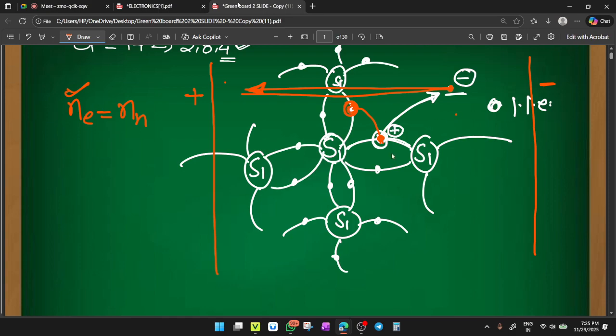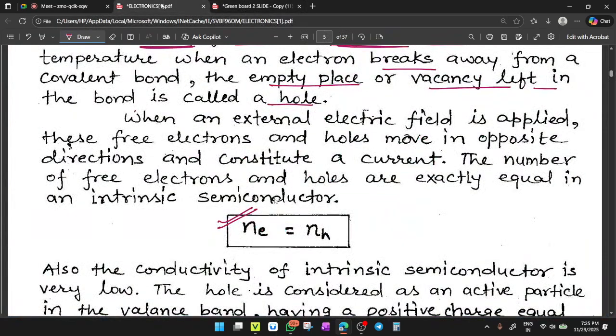Understood? Because holes are positively charged carriers, they move away from the positive plate, so they travel in this direction, and the number of electrons equals the number of holes. Clear? So the total current in the circuit is given by I equals I electron plus I hole. So there will be two types of current. One is called electronic current and the second is called hole current. So I_E plus I_H, electronic current plus hole current. Clear?